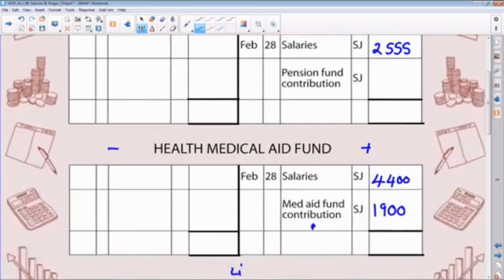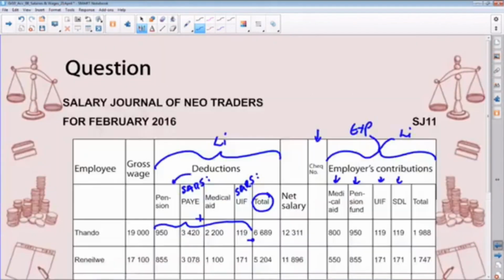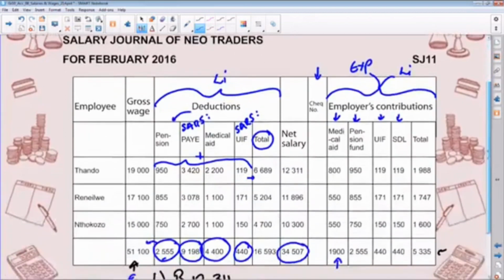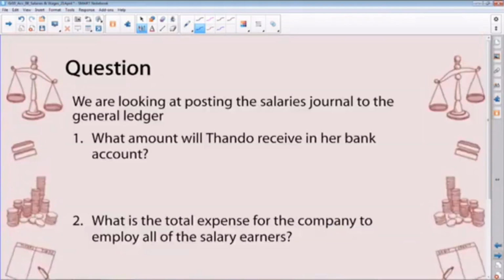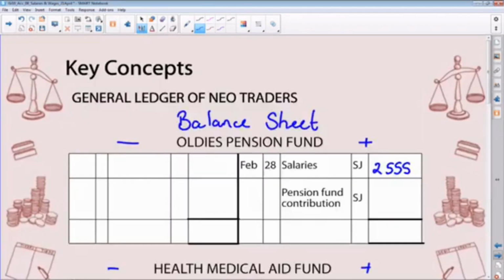Now, let's go back to the journal to our next column. Our next column is pension fund. And this contribution was 2,555. Now, let's go to your pension fund. We owe the pension fund more. How much more? 2,555. And now, we created a credit. So where's my debit? It will be in the expense section on pension fund contributions.